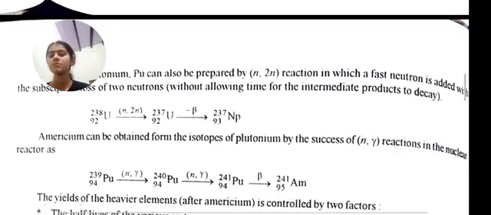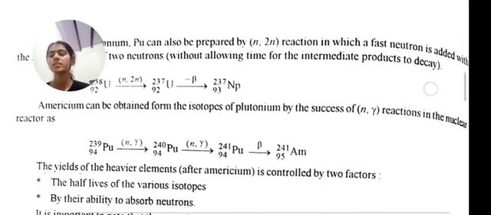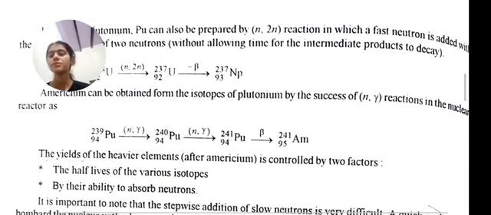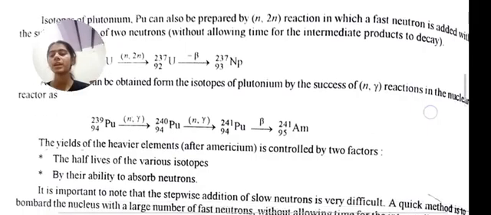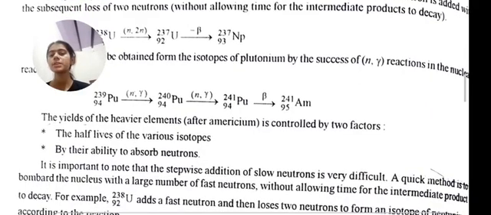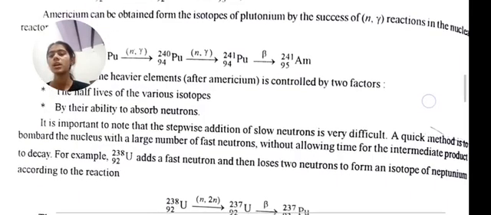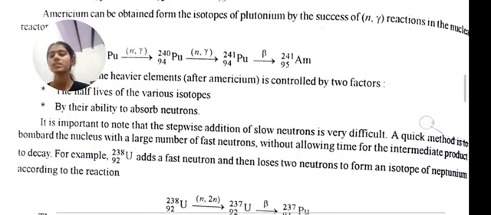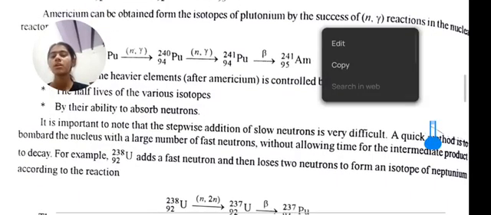Americium can be obtained from the isotopes of plutonium by successive reactions in the nuclear reactor, as the yields of the heavier elements after americium are controlled by two factors: the half-lives of the various isotopes and their ability to absorb neutrons. It is important to note that the stepwise addition of slow neutrons is very difficult.